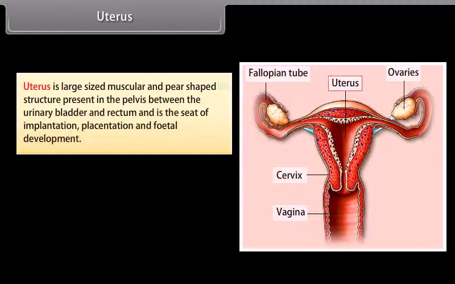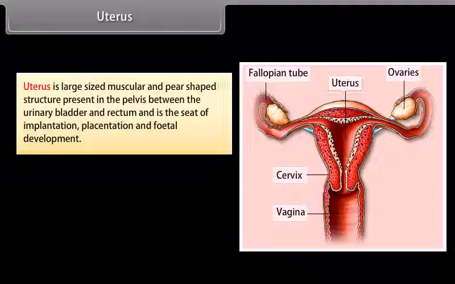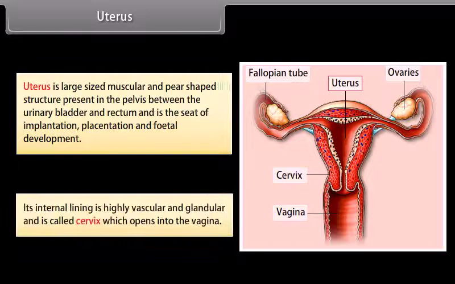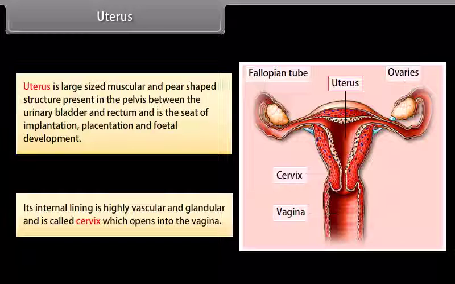Uterus. The uterus is a large, muscular, pear-shaped structure present in the pelvis between the urinary bladder and rectum, and is the seat of implantation, placentation, and fetal development. Its internal lining is highly vascular and glandular, and its lower part is called the cervix, which opens into the vagina.